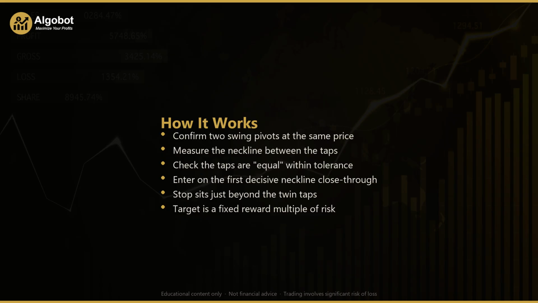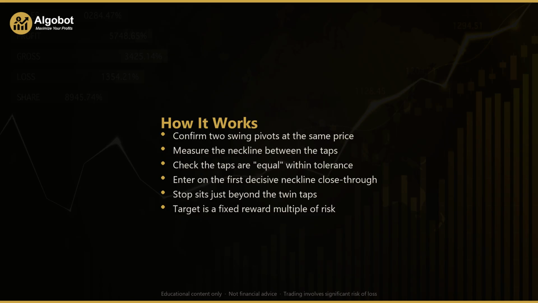The entry trigger is the neckline break. The EA signals a buy only when the just closed candle closes strictly above the neckline for the first time, while the previous candle was still at or below it. It also checks that the second tap is recent, no older than the maximum break bar setting, so stale patterns are ignored. Risk management is fully structural.